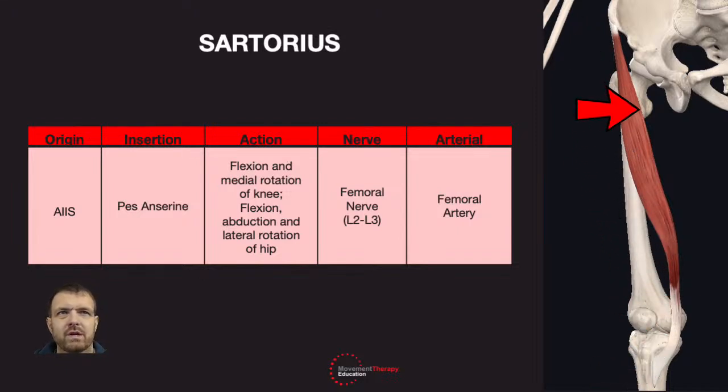So that's your sartorius muscle. And if we have a look at what it does, it flexes and medially rotates the knee. So this was quite commonly called the tailor's muscle because of the cross-legged position that they would sit in for a majority of their day, and it would then overdevelop those muscles. So they had quite a pronounced sartorius because of what they did. So the body adapted to what they did. So there's your tailor's muscle, the sartorius.